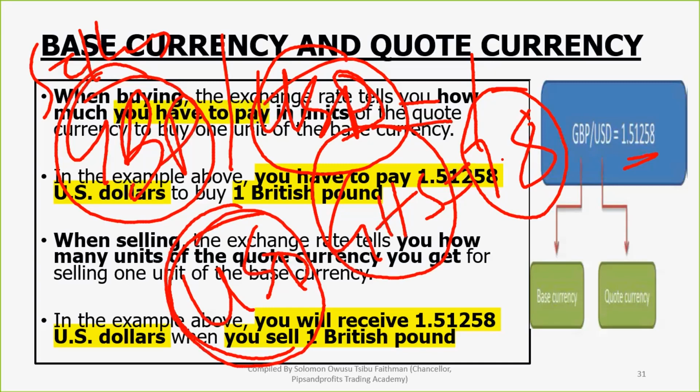Okay? So, the relationship is like this. When you are buying, okay, the rate is telling you how much of the quote you are using to buy. When you are selling, the rate is telling you how much of the quote you receive when you sell the base. As simple as that.